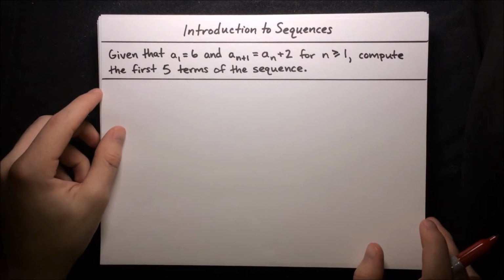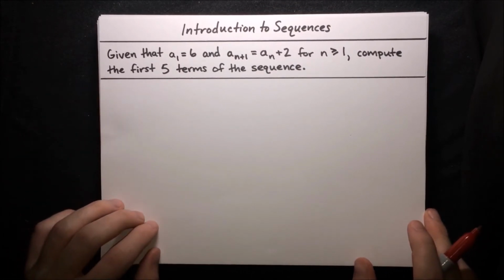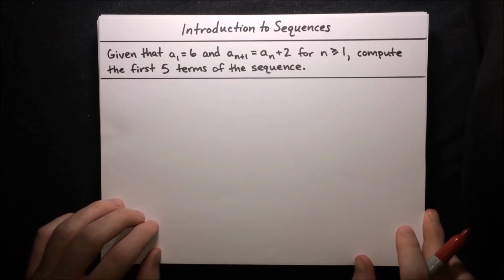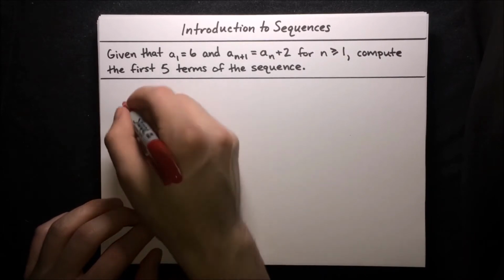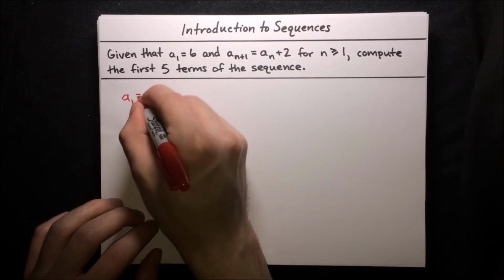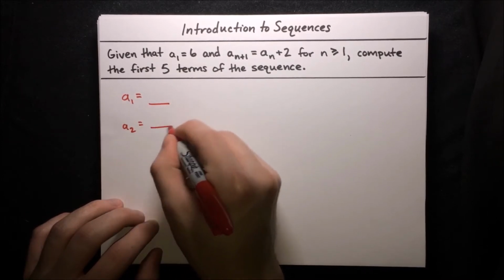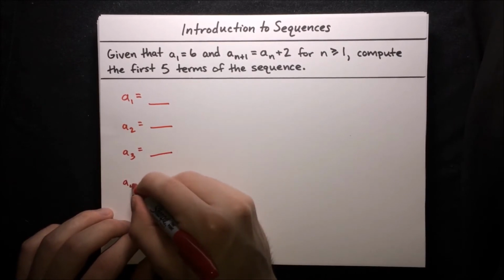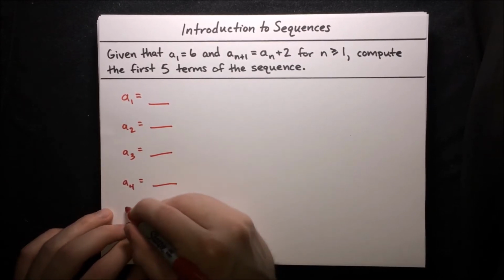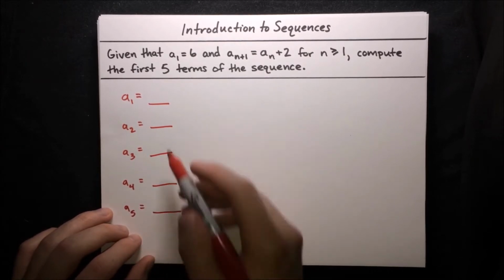Here's our next problem. We're given that A1 equals 6 and A(n+1) equals A(n) plus 2 for n greater than or equal to 1. And we want to compute the first 5 terms of the sequence. Okay, so really we want to compute A1 equals something, A2 equals something, A3 equals something, A4 equals something, and A5 equals something. So what do all these equal?